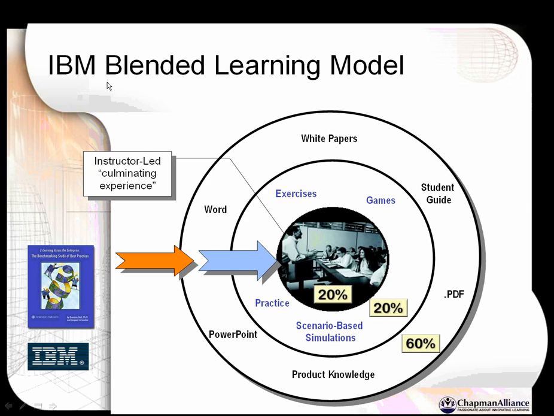IBM developed a blended learning model a while back that they use on almost every course that they produce. And they initially set levels of the blend so that they acknowledge the fact that some content is taught in a static mode, things like product knowledge and basic information.